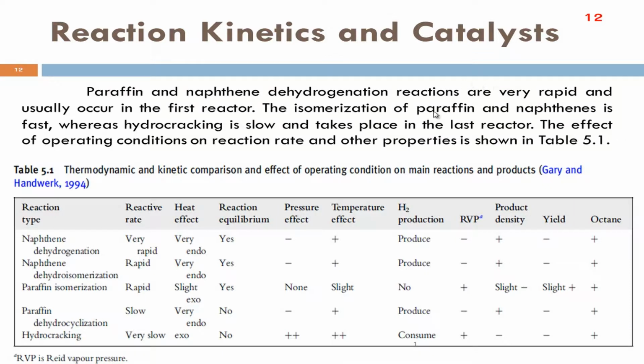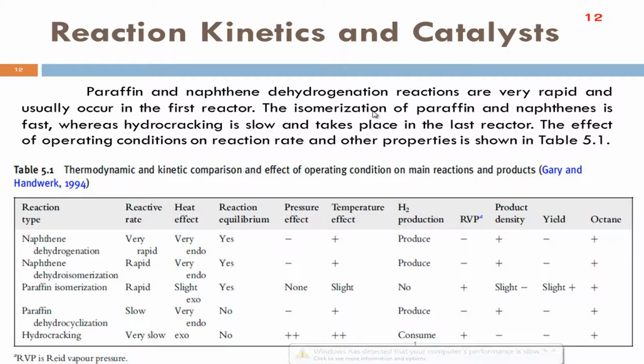In this table, it summarizes the behavior of the reactions involved in the reformer. There are three groups of reactions taking place in the reformer, starting with dehydrogenation, and then isomerization and hydrocracking. For the dehydrogenation, the reaction is quite rapid.